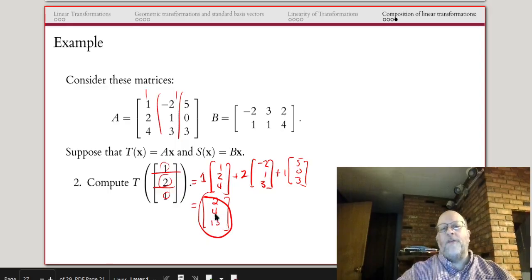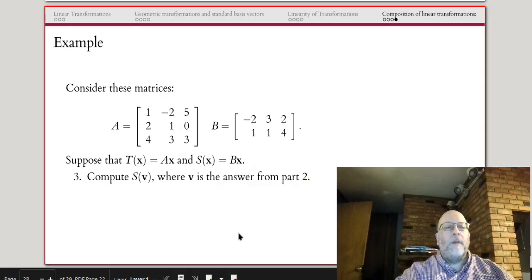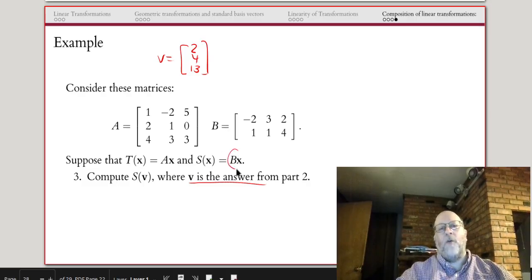And we're going to use this answer for part 3. So let's remember this, 2, 4, and 13. And move on. Question 3 says, where V is the answer from part 2, which is 2, 4, and 13. Compute S of this vector. So S is B times this.